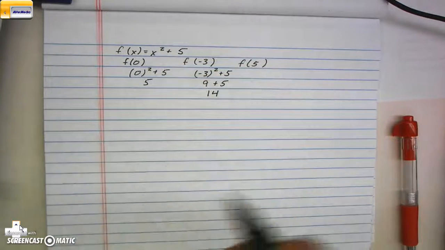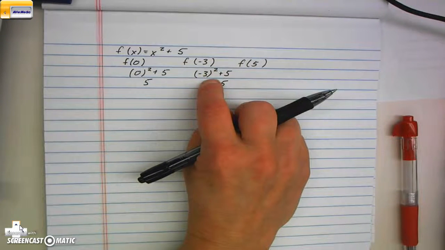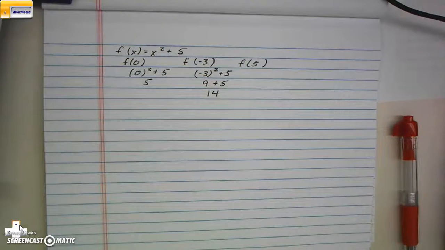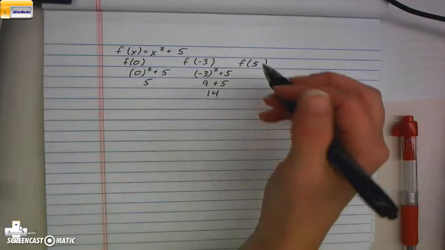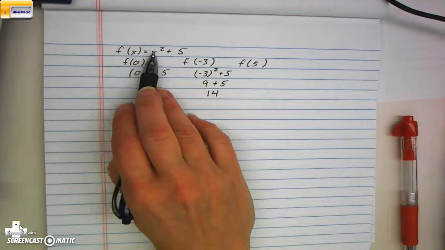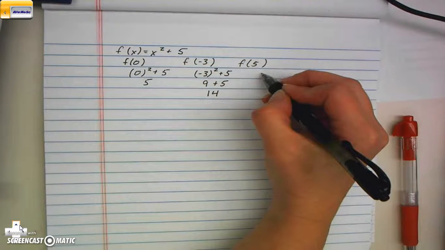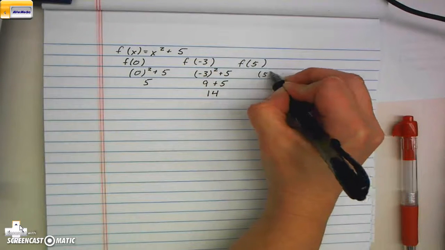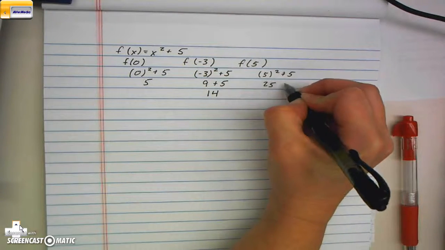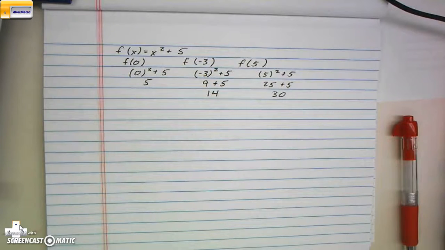If you did not put the -3 in parentheses in your calculator, you would get a -9, because the calculator would say, oh, you want to square the 3 and then put the negative in front of it. That's order of operations. That's not what this function is saying. It says square the entire number that is given. For this one, I have 5 squared plus 5, which is 25 plus 5, and the answer would be 30.